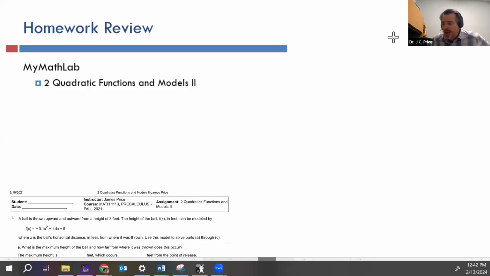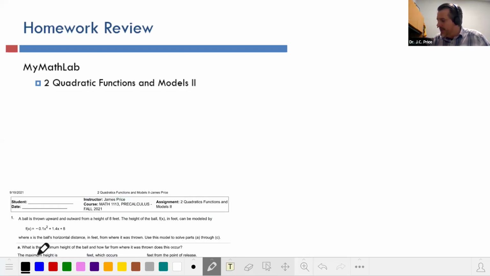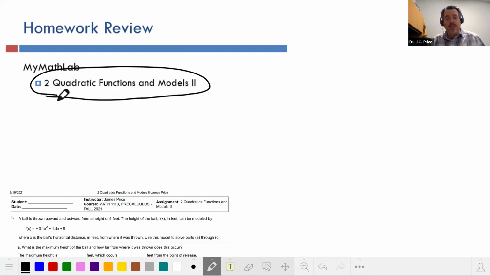And today, I want to go over some homework with you first before we get into the lecture activity. This was the assignment, quadratic functions and models, part 2. Let's take a look at a few of these problems because a couple of them may be kind of tricky, especially the first one.